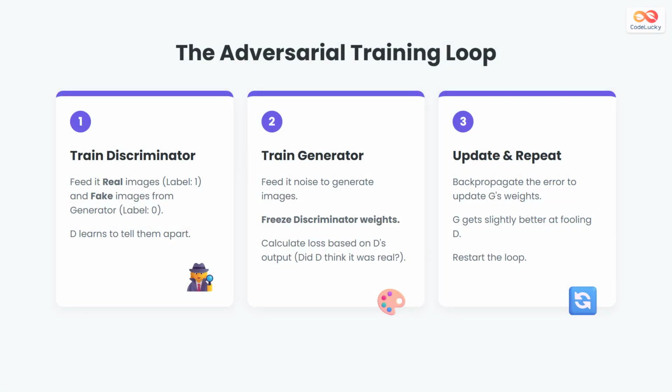The training happens in a loop. First, we train the discriminator by showing it labeled real and fake images so it learns to tell them apart. Then, we freeze the discriminator and train the generator. The generator tries to create images that the discriminator will misclassify as real. We then repeat this cycle thousands of times.